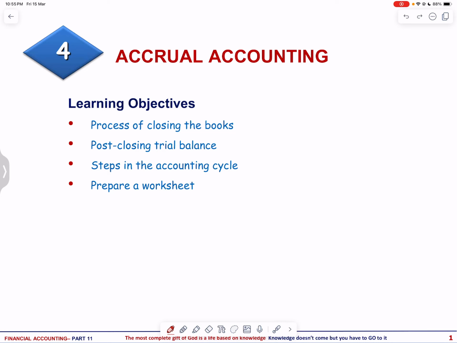Bismillahirrahmanirrahim. This is the fourth video on accrual accounting. This video explains the process of closing the books. It describes the content and purpose of a post closing trial balance. It states the required steps in the accounting cycle. And finally, it explains how to prepare a worksheet.